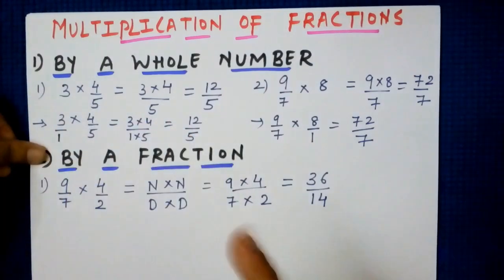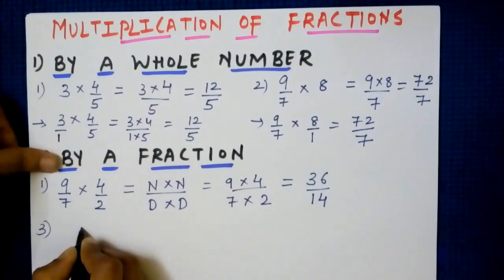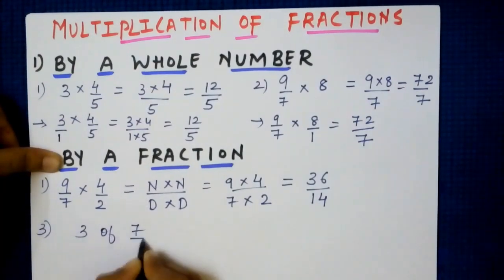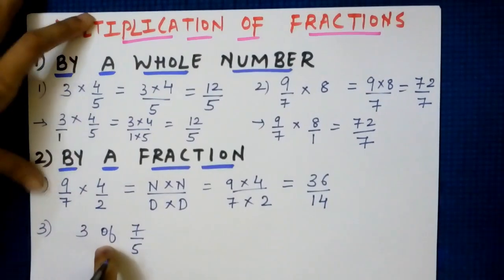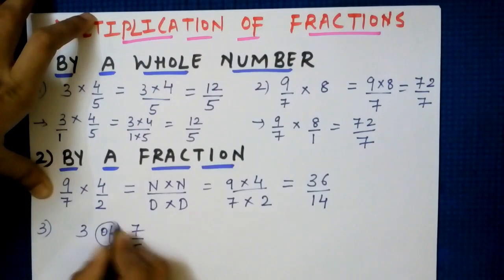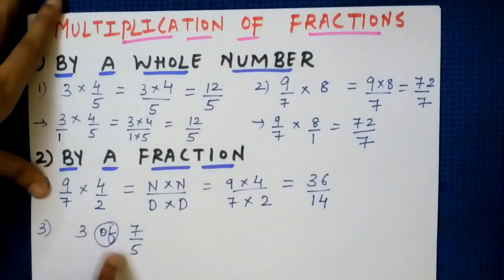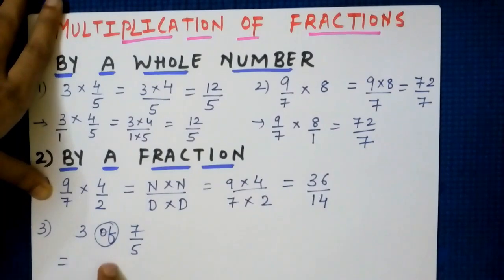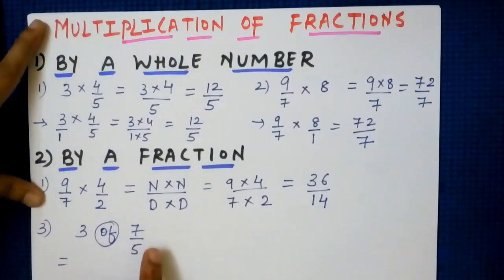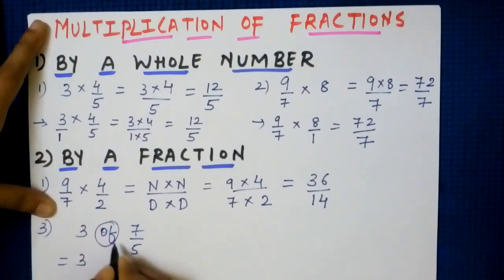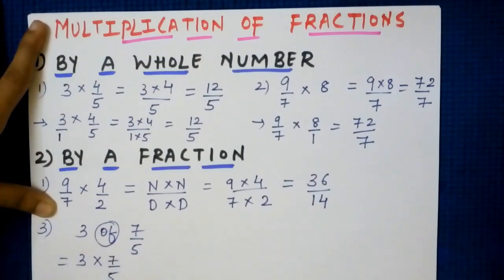One more thing, in some books it is given like 3 of 7 upon 5. The word 'of' is given. So this word 'of' is an operator for multiplication. 'Of' means multiply. So how to solve this? If it is given like this, 3 of 7 by 5 or 4 of 6 by 2 or whatever, what we need to do is, in place of 'of' you will take a multiplication sign and 7 upon 5. And now, as we did above, the method is the same. 3 sevens will give you 21 and here 5. So 21 upon 5 is your answer.